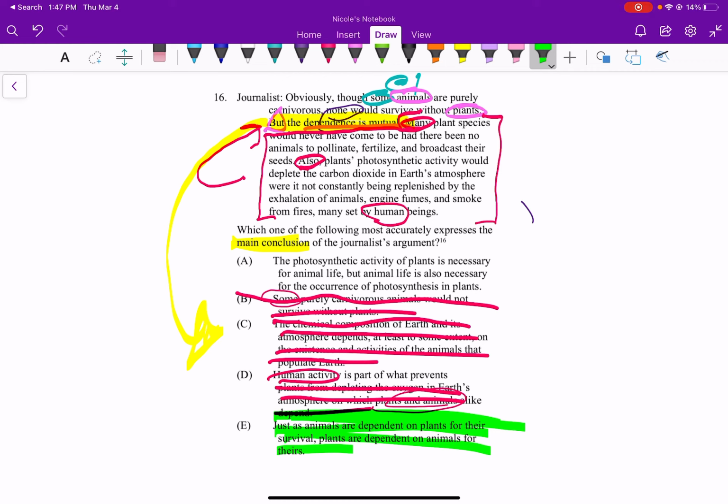So let's go back up to A and really see why it's wrong. And I think it's going to be wrong because I did not like this word here where it talked about the photosynthetic activity of plants is necessary. I didn't like that it brought up photosynthetic activity rather than just saying plants. Like if it would have said plants are necessary for animal life and animal life is also necessary for plants, then it would be correct. But I don't know where this photosynthetic activity thing came in, and that's what makes this one wrong. And so we're going to go ahead and go with E.